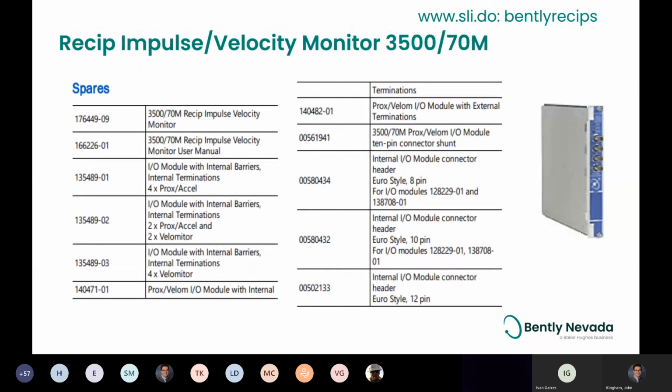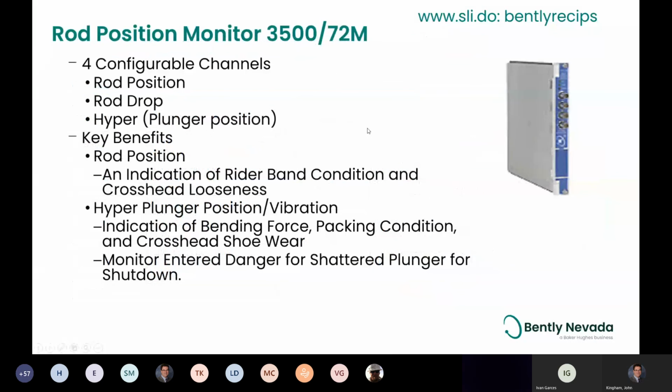Again, here are the part numbers. I'm not going to go through those. So that was the 70. Now we're going to talk a little bit about the 72. And the 72 is the rod position monitor. Again, 4 configurable channels. We recommend rod position, but you can do rod drop as well with this.